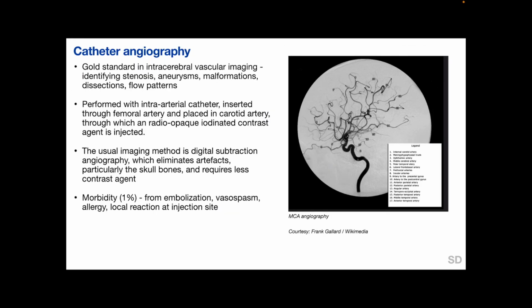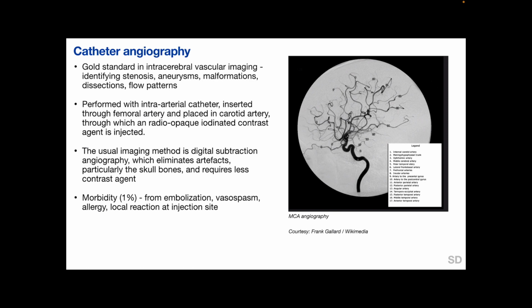Catheter angiography is the gold standard in intracerebral vascular imaging. It can identify stenosis, aneurysms, malformations, dissections and flow patterns. It is performed by inserting an intra-arterial catheter, usually in the femoral artery, and then placed in the carotid artery in a retrograde manner, through which a radio-opaque iodinated contrast agent is injected.